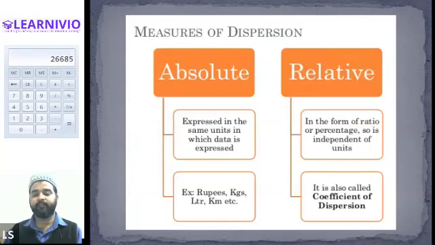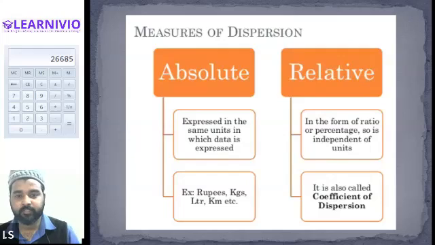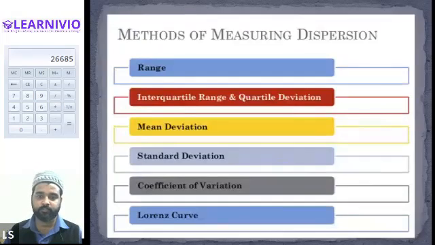Then I told you that we have two types of dispersion, absolute and relative. In the absolute measure of dispersion, what do we do? We basically calculate the dispersion in the same unit in which the data or the series is given to us. And in the relative measure of dispersion, we calculate the dispersion in terms of ratio or percentage. This is the basic difference between the absolute and the relative dispersion.